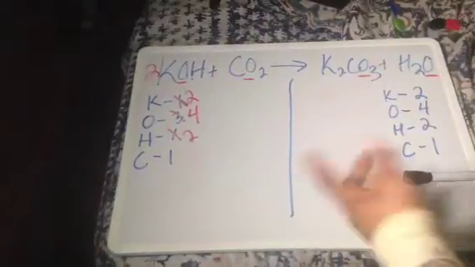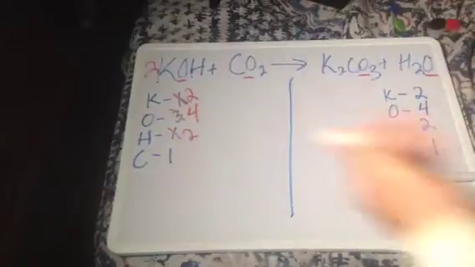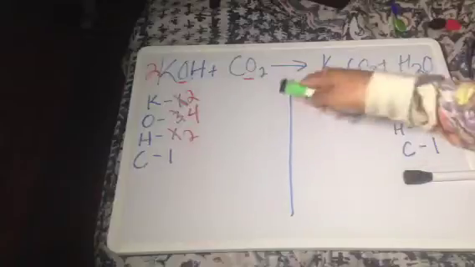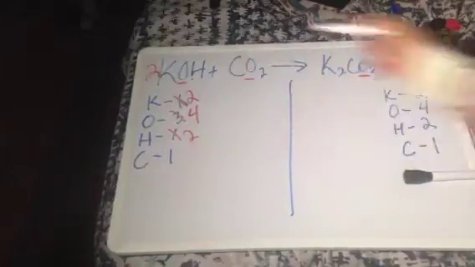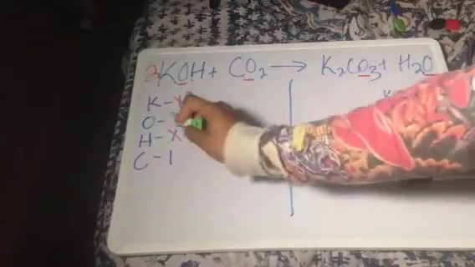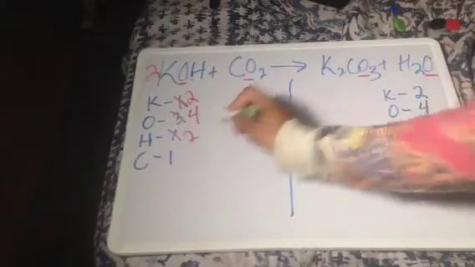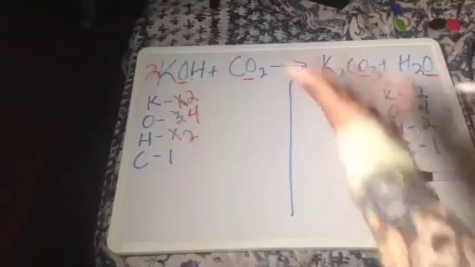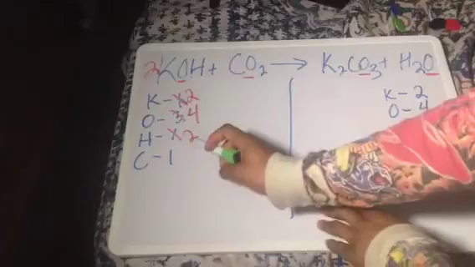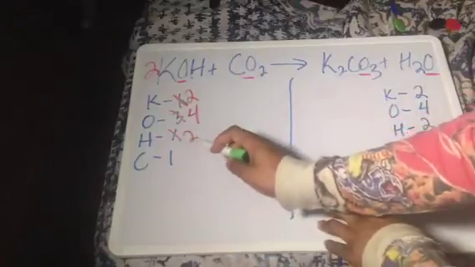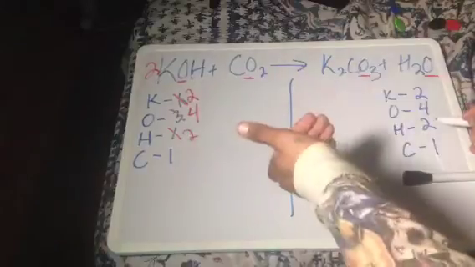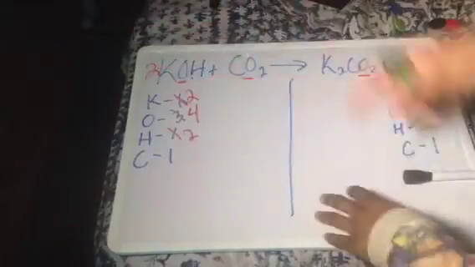Okay? And now let's do our checks and balances. Let's see if this is enough. If we look over here on our reactant side, we have 2 potassiums. We have 2 potassiums on our product side. We have 4 oxygens on our reactant side, and now we have 4 oxygens on our product side. On our product side, we have 2 hydrogens. Look at that. We have 2 hydrogens on our reactant side. That's all it needed.